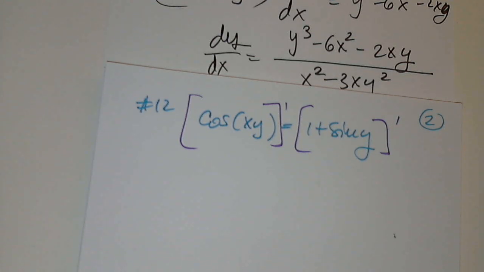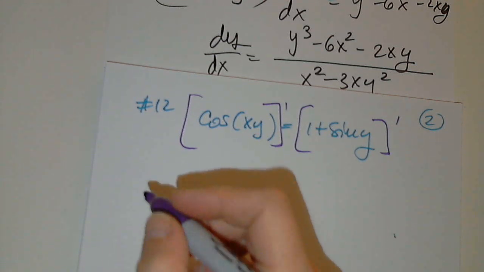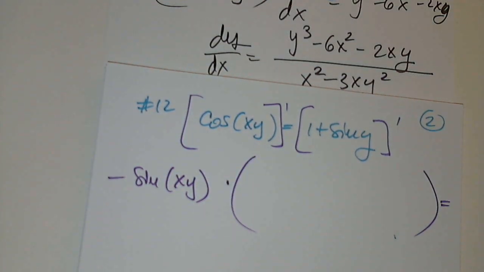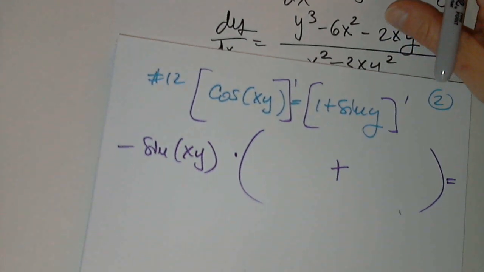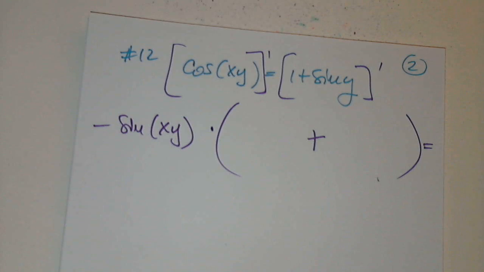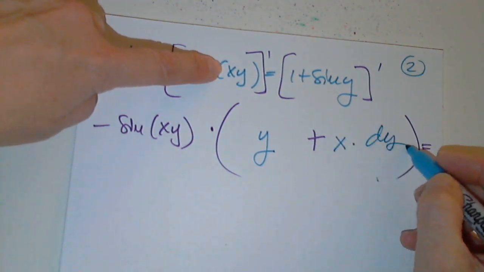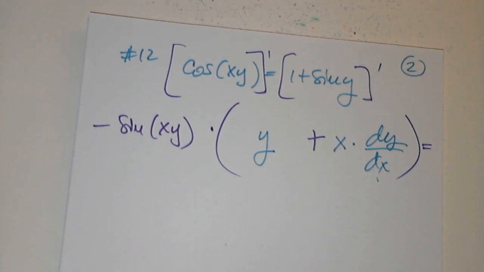Yes, you can start from the inside to the outside. I don't recommend it when you differentiate, though, because you may lose track of what's happening. So please start with differentiating the outer, times, because this is the chain rule, times the derivative of the inner. Always from the outer to the inner. Indeed, so we have negative sine xy multiplied by the product rule. You expect the sum, because the first function prime is 1, so this is y plus x times dy over dx. Everyone with me? Is this better?